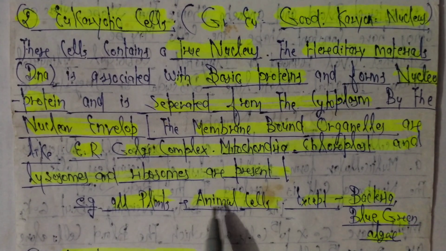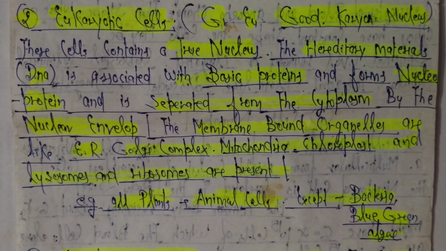Popular example is all plant and animal cells. सभी प्लांट और एनिमल सेल जो होती हैं, they are the example of eukaryotic cell except the bacteria and blue green algae.